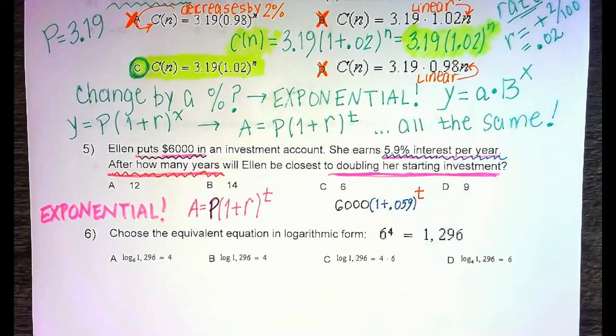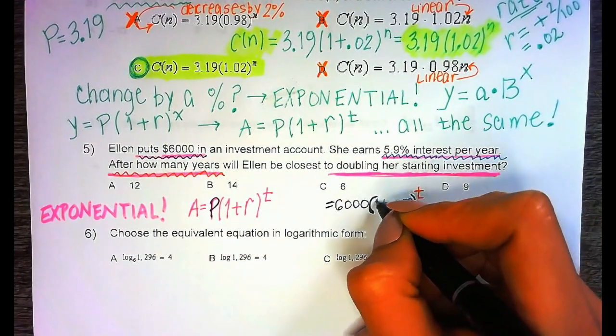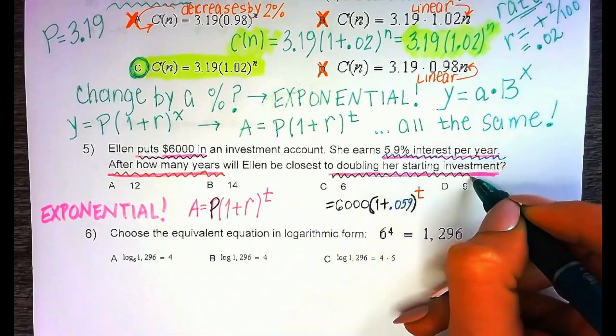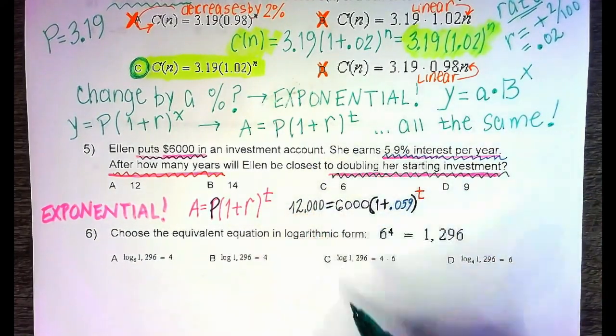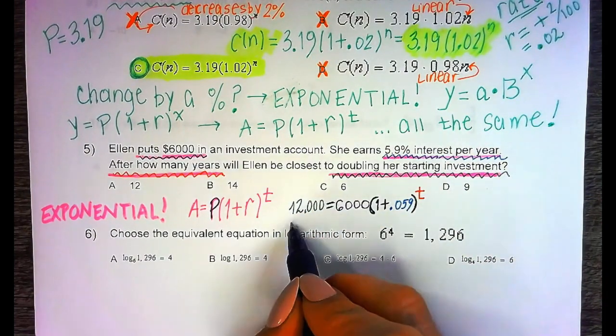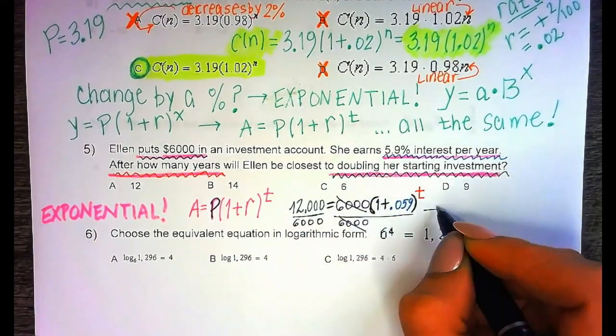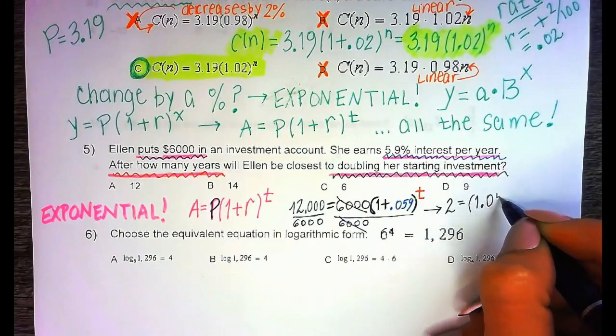The question starts off by asking us after how many years. This means we're going to be solving for the time variable t. We want to know how long it's going to take for Ellen to double her starting investment. We could fill in $12,000 for A, or the amount at the end of the investment. Isolate the base to a power by dividing both sides by 6,000.